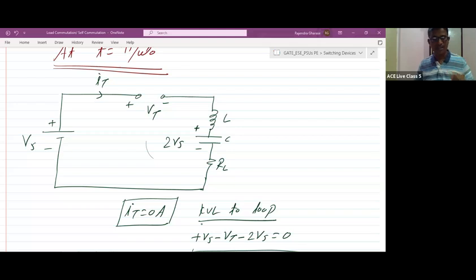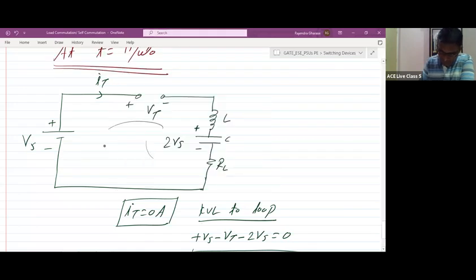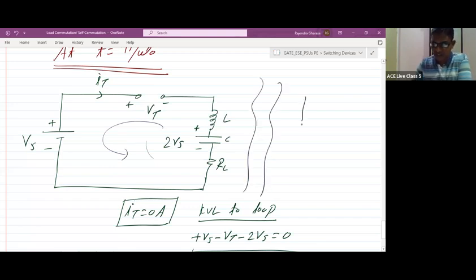Here, what is happening actually? You can check. Once the SCR is open circuited, this capacitor, after charging with plus here and minus here, will try to discharge in this loop. Because how the capacitor charges and how it discharges, you can check.